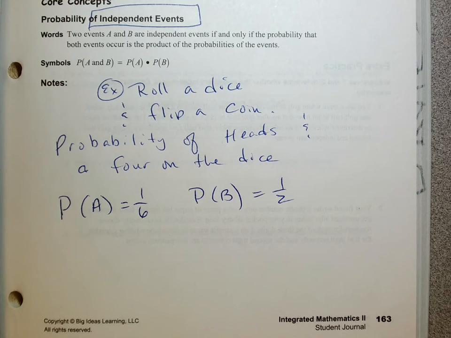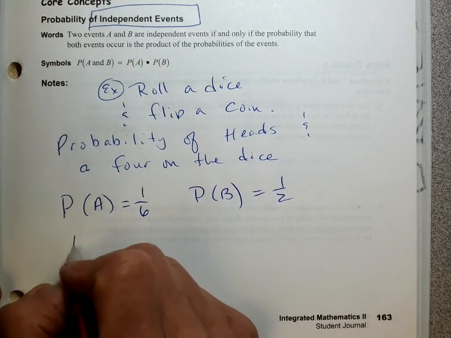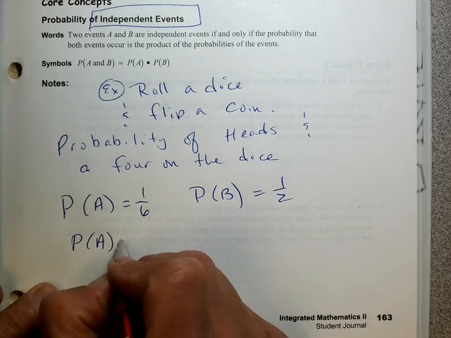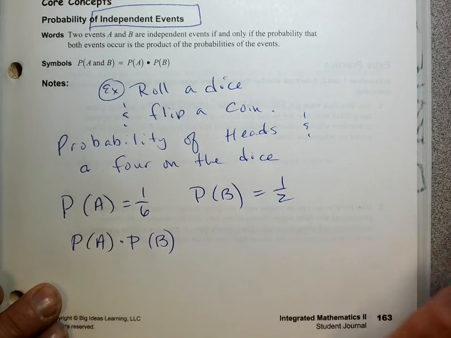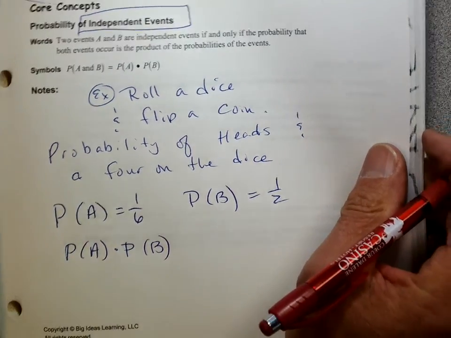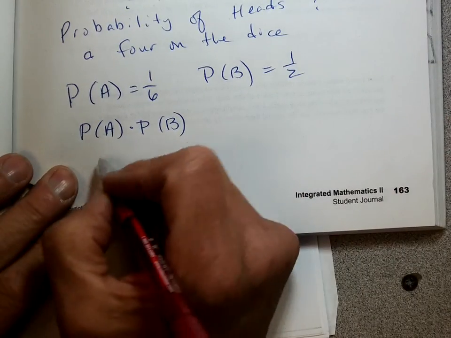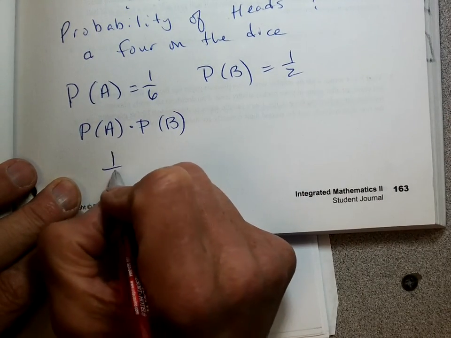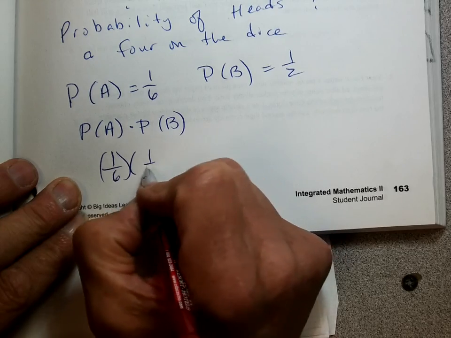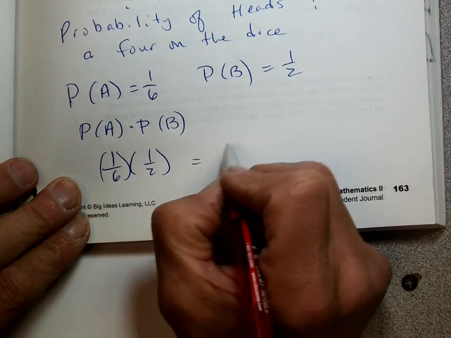So then the way we get the probability of both is we multiply the probability of A times the probability of B, right? So if they're independent, then you're going to get the probability of A, which is 1 out of 6, times 1 out of 2, which is going to give you 1 out of 12.